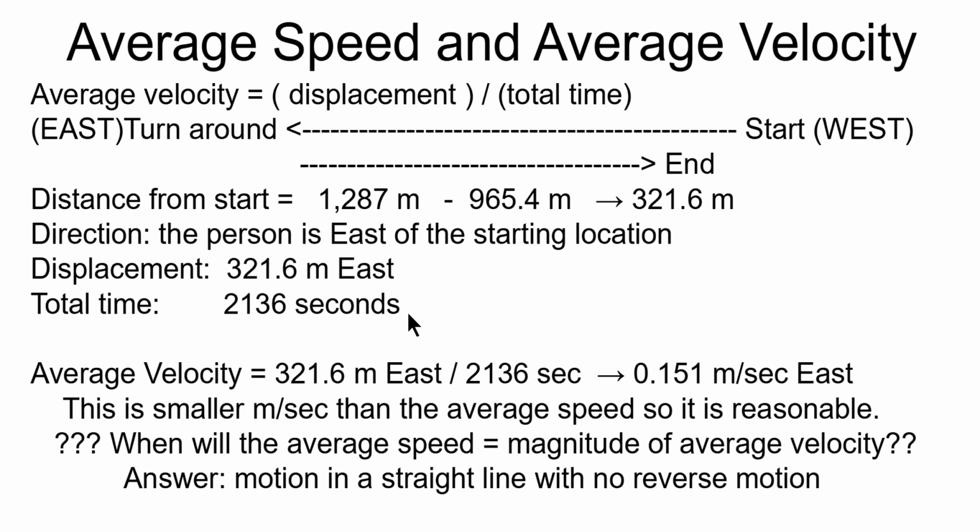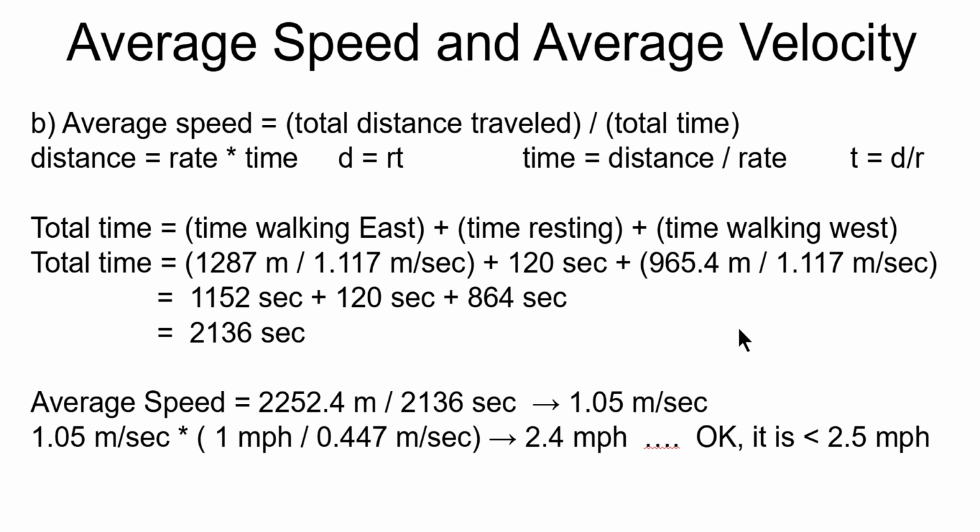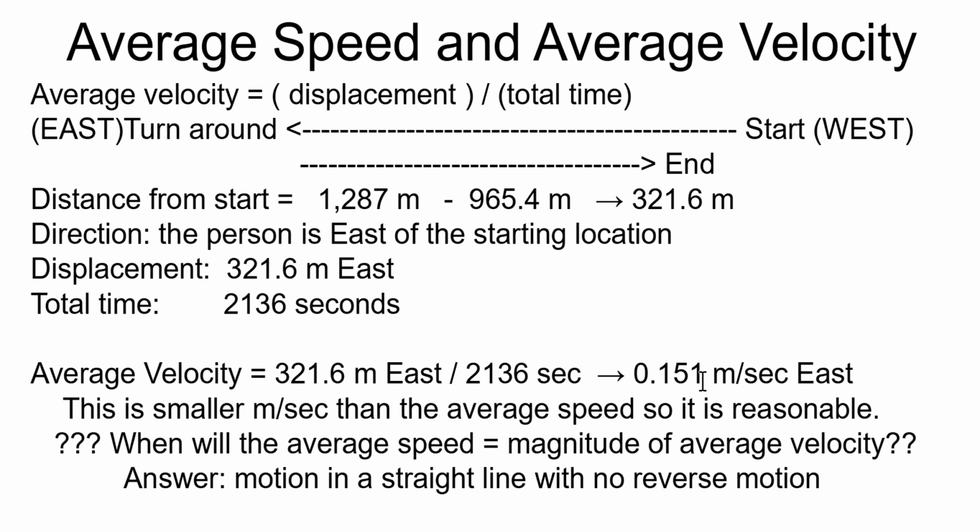The total time is the same as the time we use for the average speed. So for our average velocity, we divide these numbers and we get 0.151 meters per second to the east, considerably slower than the average speed. If I go back one slide for you, or two slides, the average speed was 1.05 meters per second. Now the magnitude of the average velocity is 0.151 meters per second, and it has a direction of towards the east because our ending point is east of our starting point. It's smaller than the average speed, so it's reasonable.